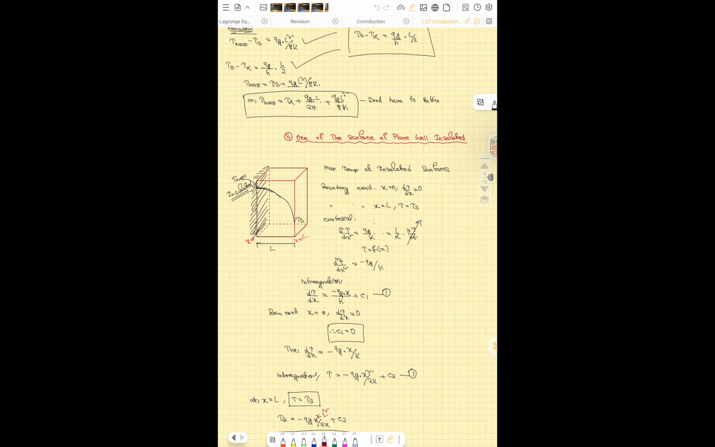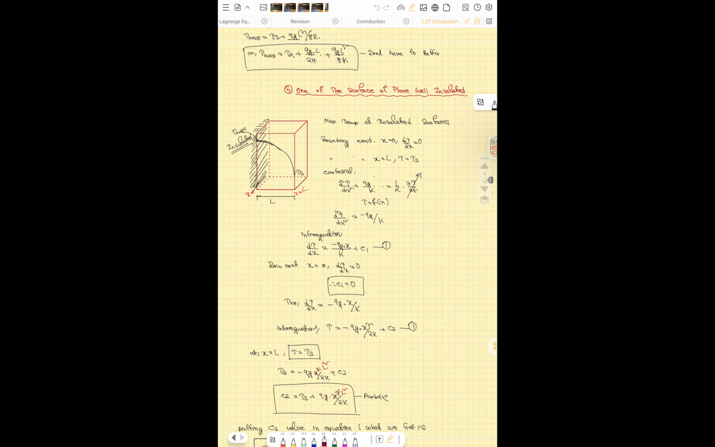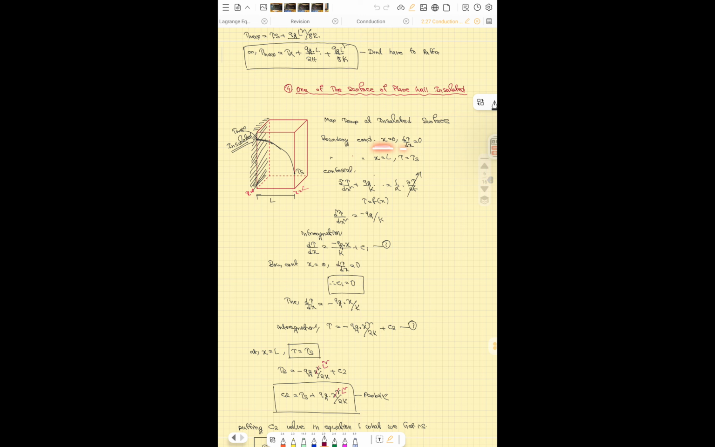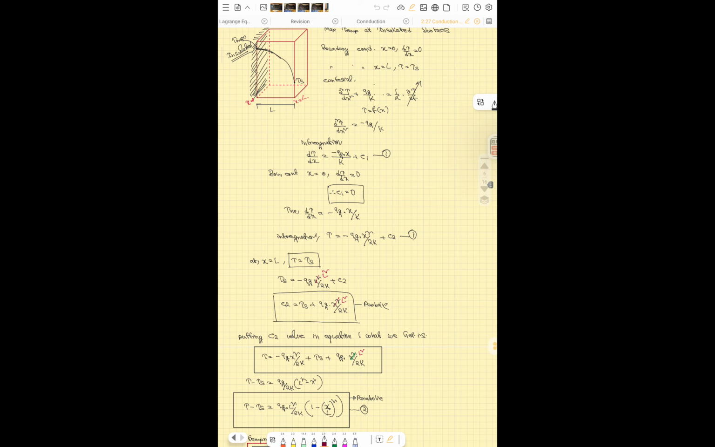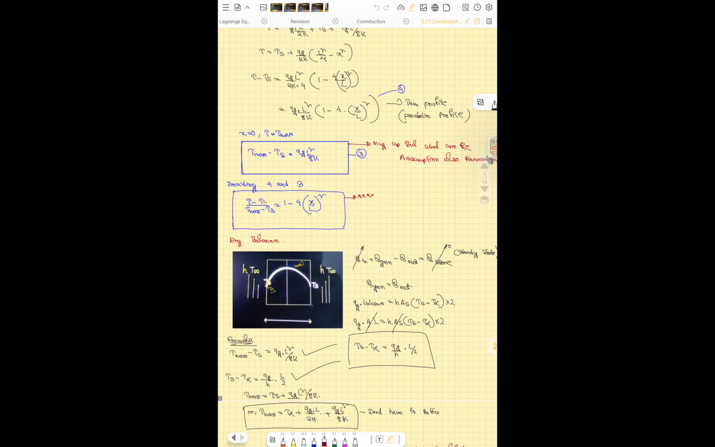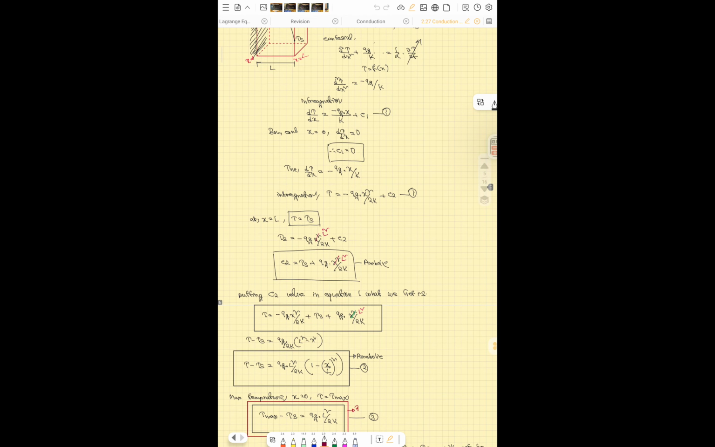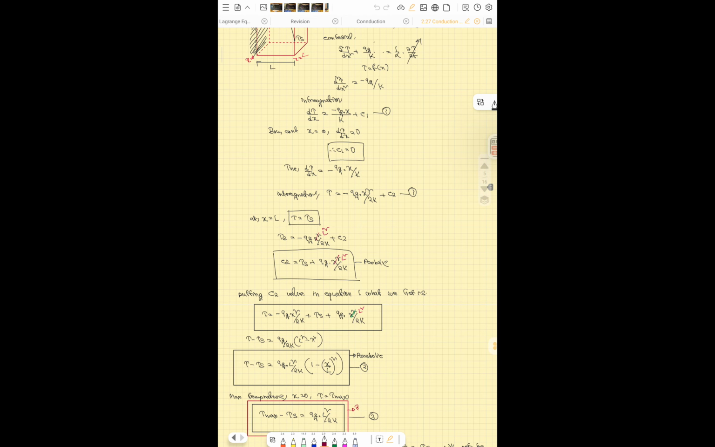When one surface is insulated, the boundary conditions are: at x equal to 0, dT by dx equals 0, and at x equal to L, T equals Ts. It's a parabolic profile. The previous one was also a parabolic profile. So the final equation that would come is T minus Ts equals qgL square by 2k when one surface is insulated, that is qgL square by 2k into 1 minus (x by L) whole square.